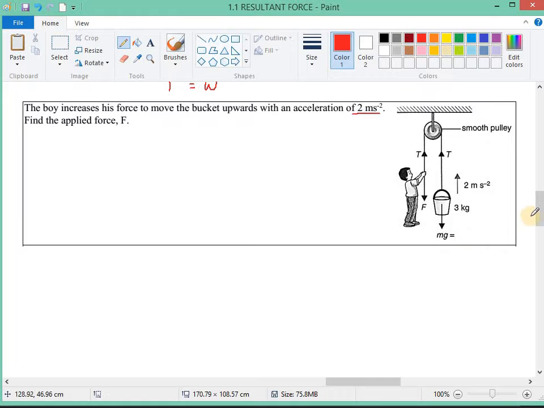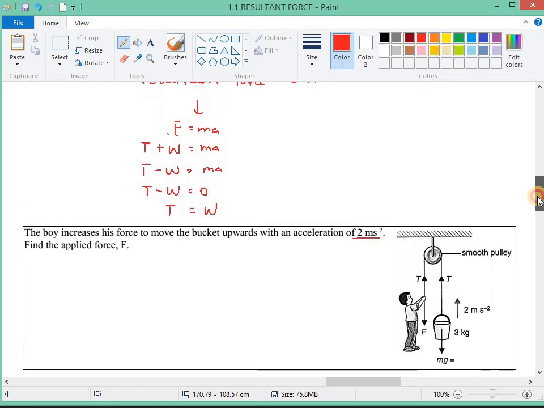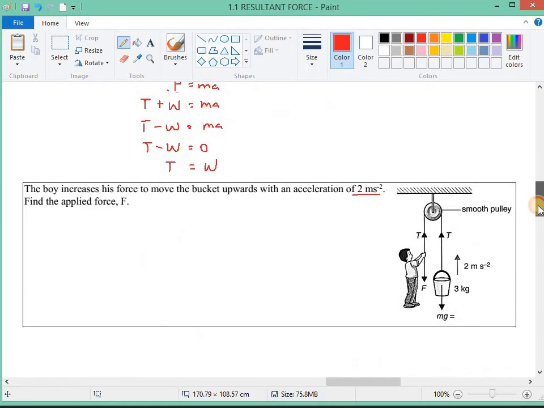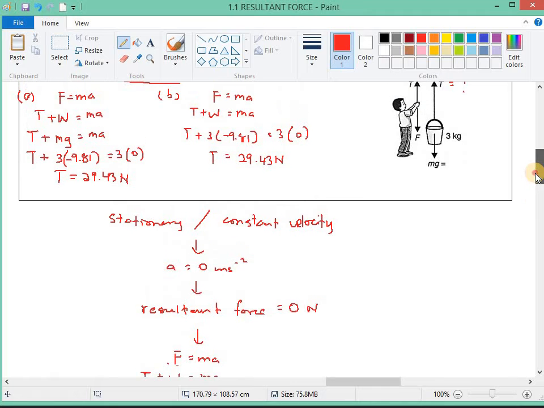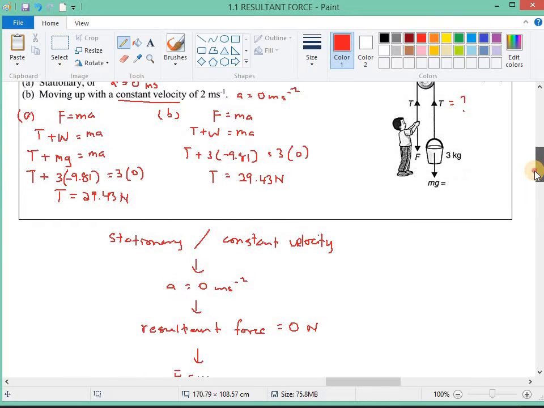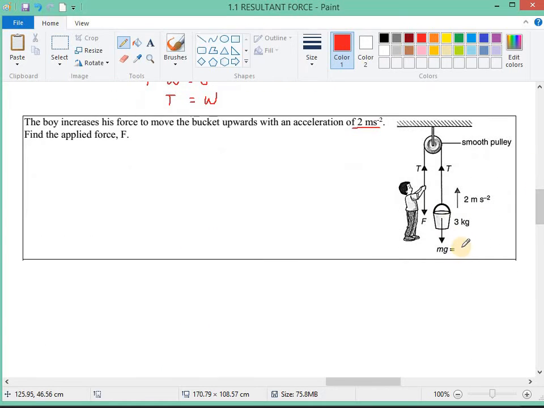Again, this one is not 30, but since just now at the top we already found the weight, the weight is 29.43 Newton. We already found it, so no need to find it one more time. Alright, so find the applied force.